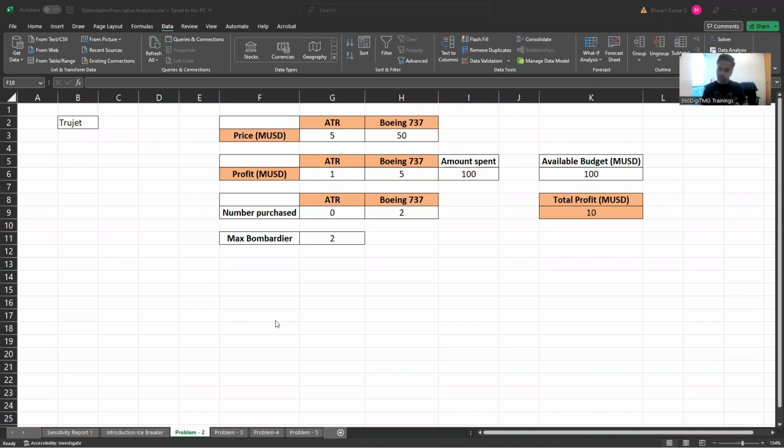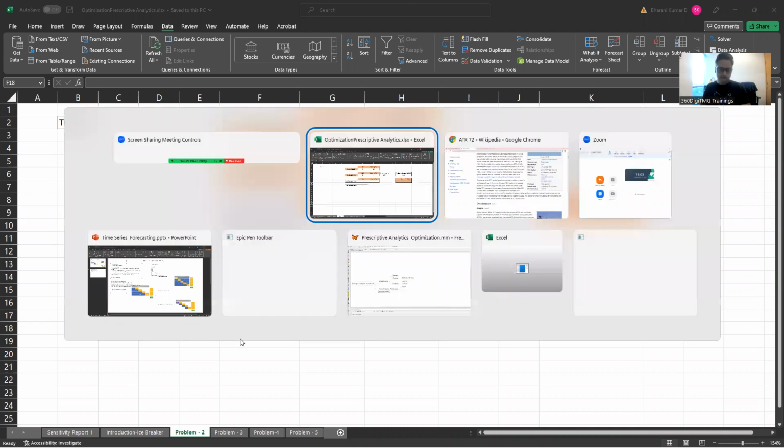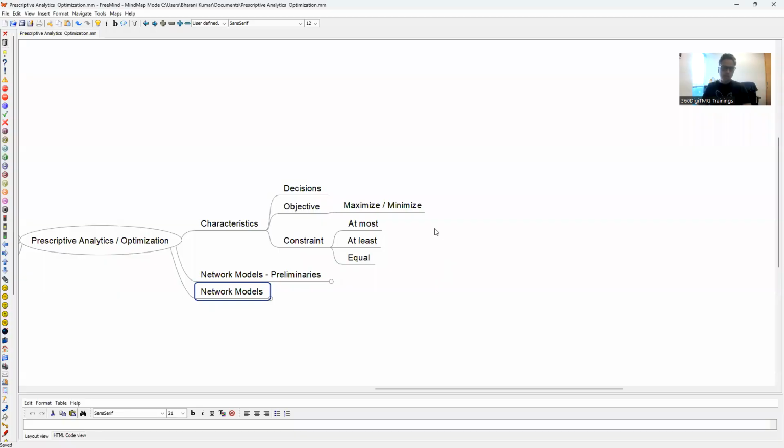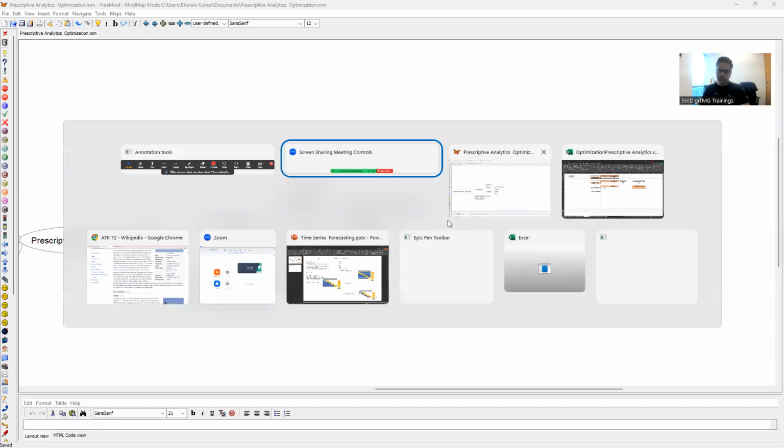So we are going to now talk about an example from the aviation industry. Before we proceed further, a quick recap. When it comes to prescriptive analytics or data optimization, primarily there will be three characteristics. One is determining the decision variables. Another is to identify your objective function. And the third one is to identify your constraints. For any business problem, these three things you need to identify.